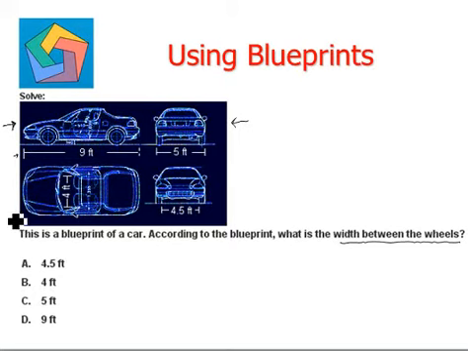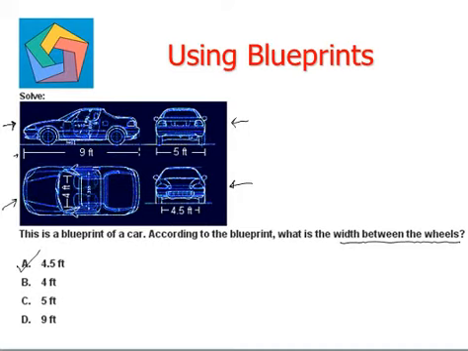Let's see the third picture over here. This shows the width of the car from inside, that is the seating capacity. And here this shows the width of the car between the wheels, that is wheels excluded. So 4.5 feet is the width between the wheels as per the blueprint, and it is option A.